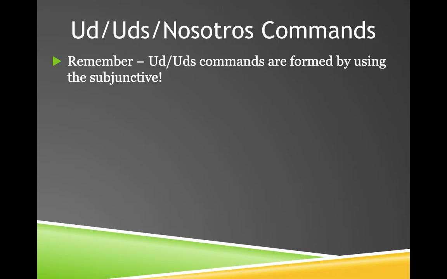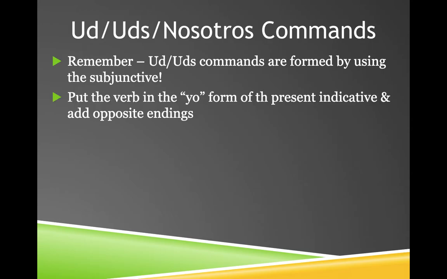So, with that said, usted and ustedes commands are formed by using the subjunctive, just like we did with tú commands. So, if you're going to command somebody formally or in the y'all form, you have to put it in that yo form first, drop the o, and add those opposite endings. But you're not adding as or es this time. Any guesses what you would add for usted? Almost.